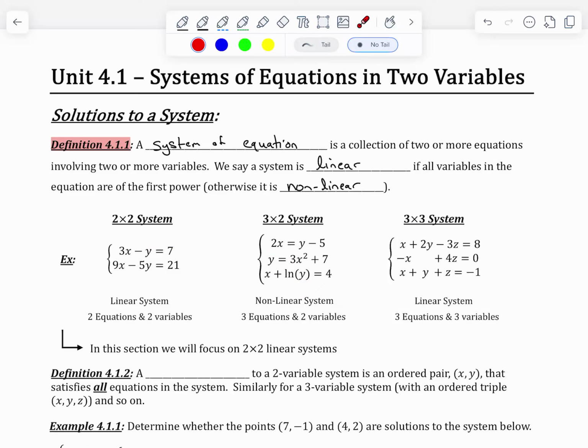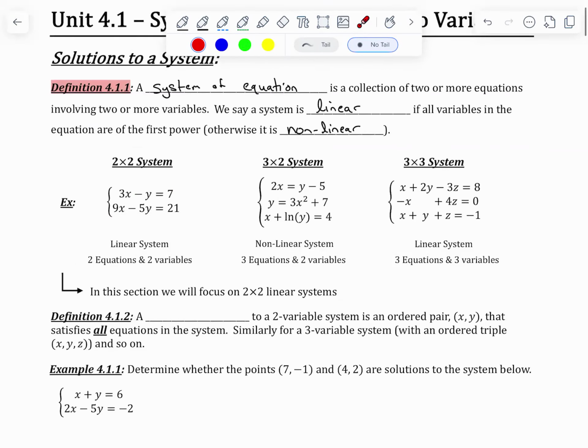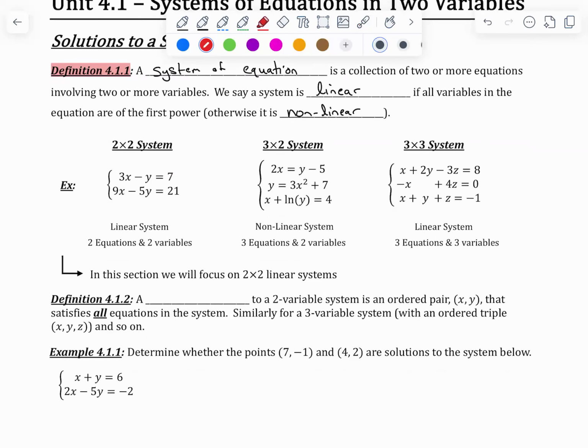Versus this 3 by 3 system, three equations, three unknowns, x, y, and z. And this is a linear one because all the variables are being raised to the first power. But in this section, we're going to be purely focusing on 2 by 2 systems. So two equations, two unknowns, and they need to be linear. So now that we have that out of the way, let's talk about what a solution is.